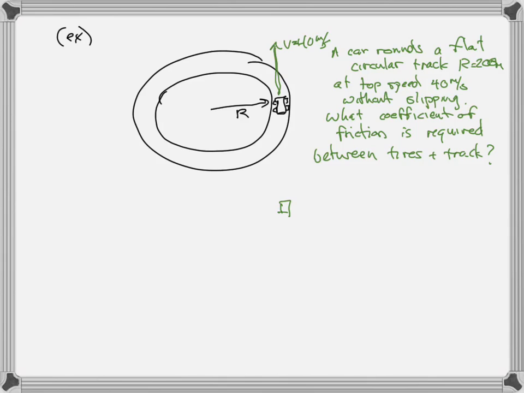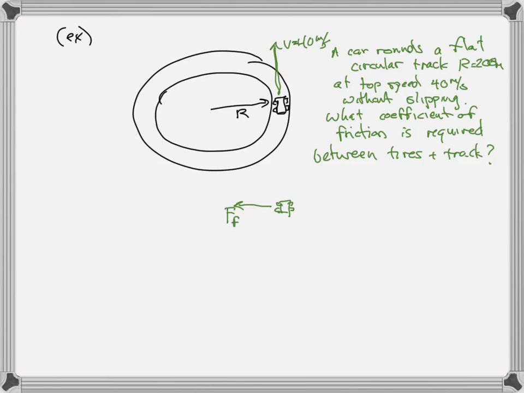Hopefully you can see that if I do a top view of this car and draw a free body diagram, there is a force pushing it towards the center. That's what's allowing it to go in the circle. That is a frictional force, right? If there was no friction, the car would go straight. You have to have friction to go around a turn. And the friction points towards the center of the turn.